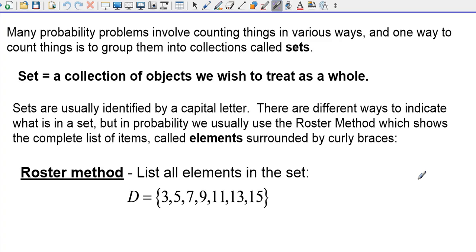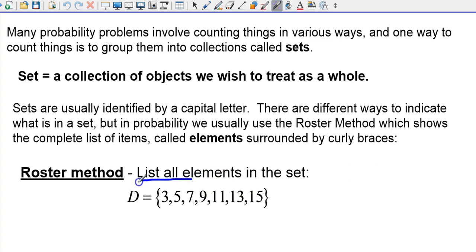So many probability problems involve counting things in various ways, and one way to count things is to group them into collections that we call sets. So a set is defined as a collection of objects that we wish to treat as a whole. Sets are usually identified by a capital letter, and there's different ways to indicate what's in a set, but in probability we usually use what's called the roster method, which shows the complete list of the items in the set, which are called elements, surrounded by curly braces.